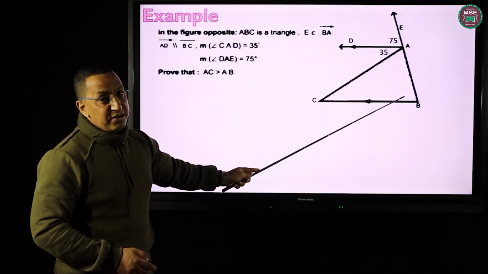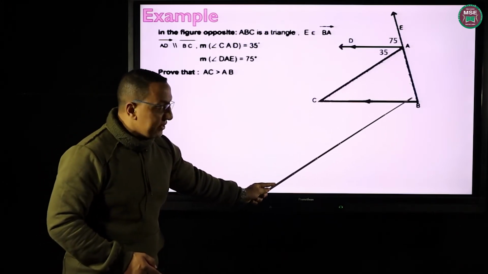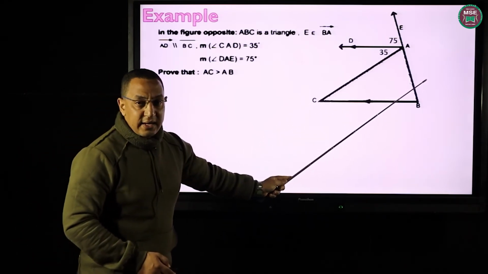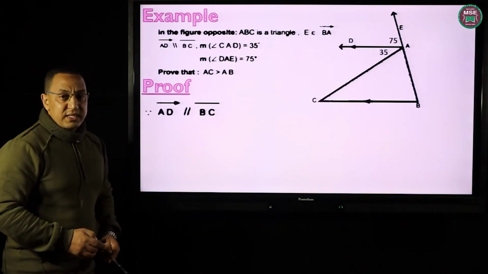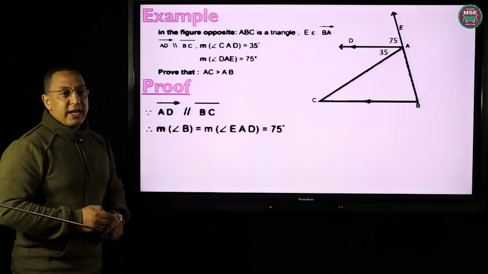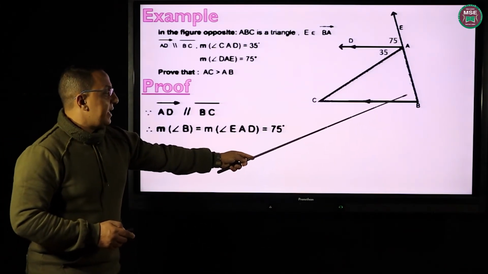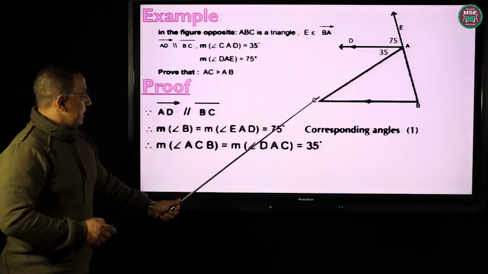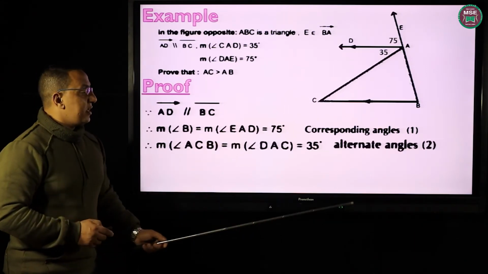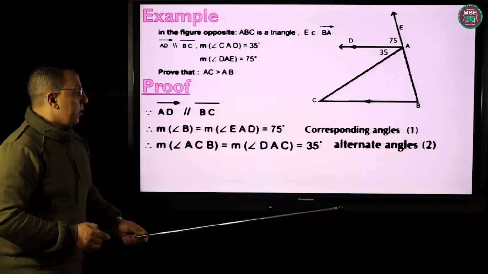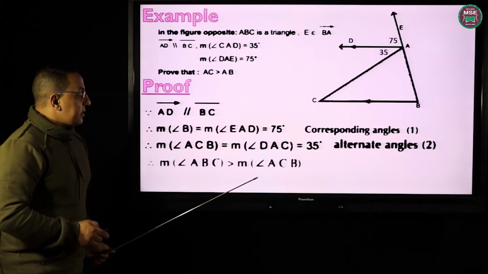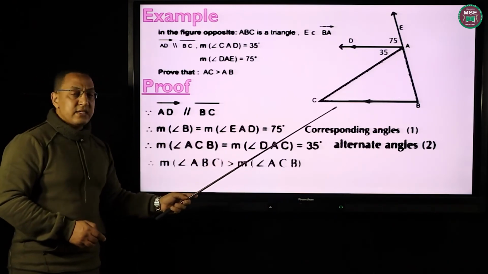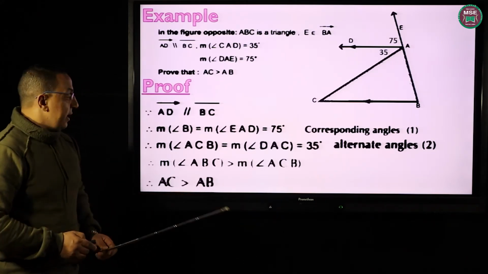This is the corresponding relation. Looking carefully, AC is opposite to 75 and AB is opposite to 35, so it's easy to prove that AC is greater than AB. Again, AD is parallel to BC, therefore measure of angle B equals measure of angle EAD equals 75. So this angle equals 75, corresponding, and measure of angle ACB equals measure of angle DAC equals 35 degrees. These are alternate angles. In triangle ABC, this is 75 and this is 35, so this is greater than this: B is greater than C. Therefore, AC is greater than AB.